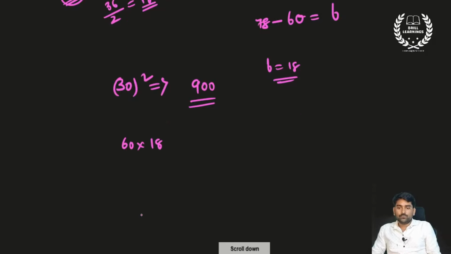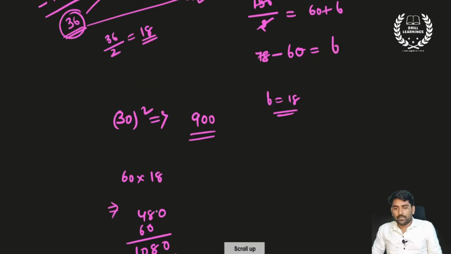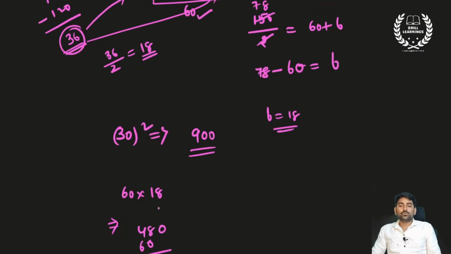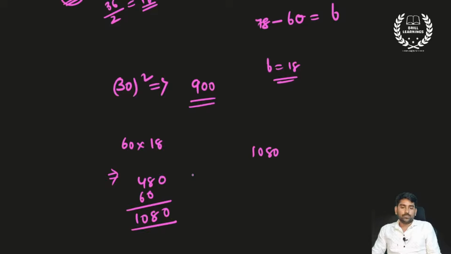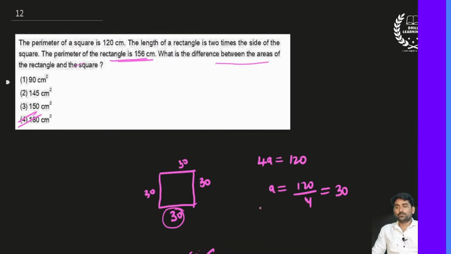So find the value. 8 times 0 is 0, 8 times 6 is 48, 1 times 0 is 0, 1 times 6 is 6. So 0, 8, 0, 1. So 1080 is the area of a rectangle. So the difference of these two values they are asking. So 1080 minus 900. So 180 is our answer. Let's move on to the next question.